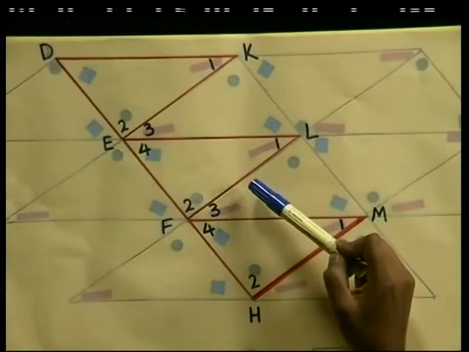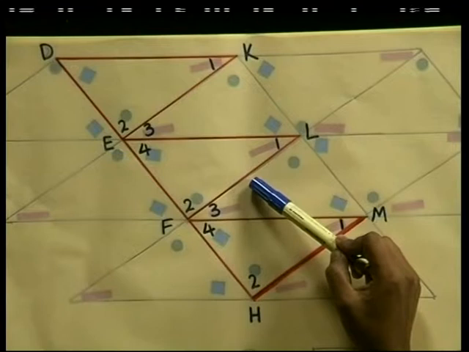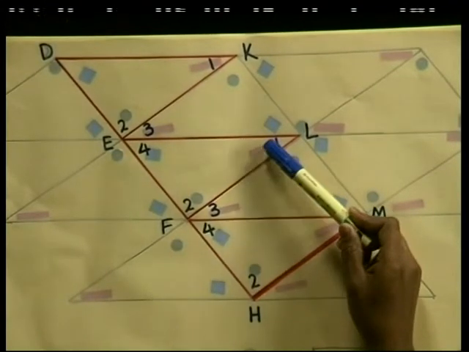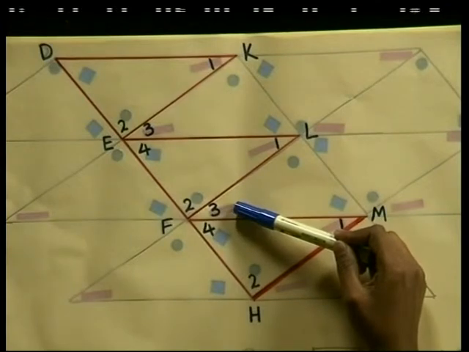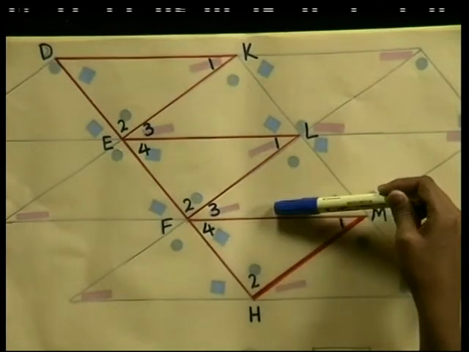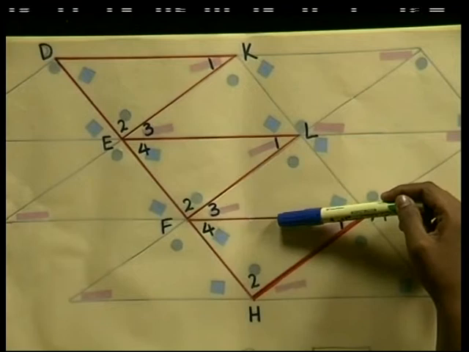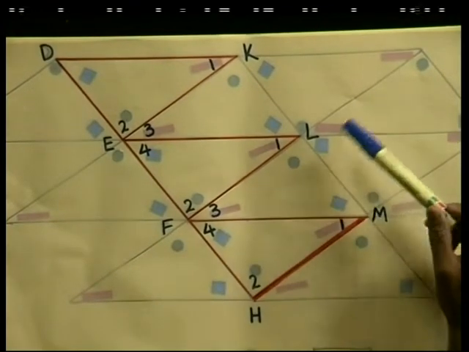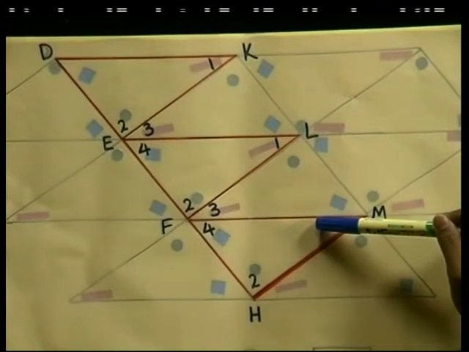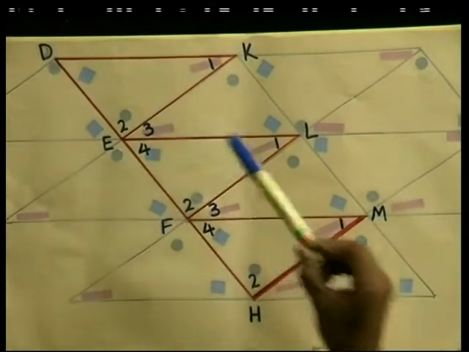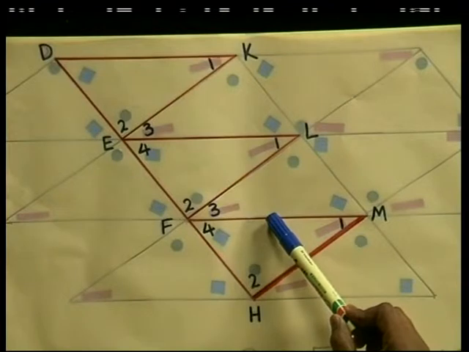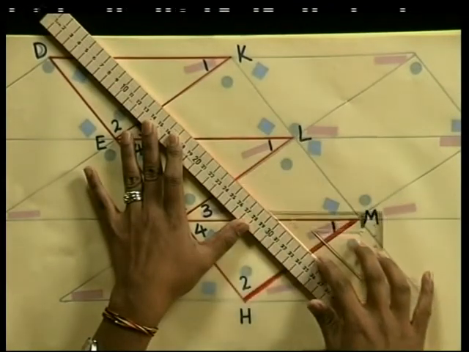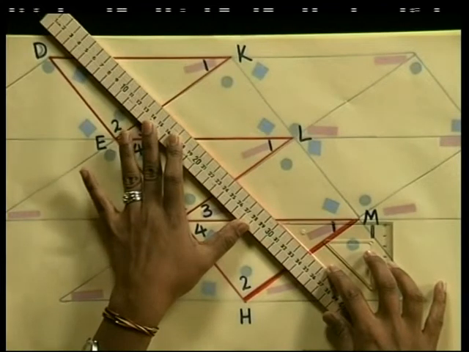In this diagram, LF is the transversal. We see that the two angles that are equal to each other lie on opposite sides of the transversal. They also lie on the inside of the two lines that the transversal intersects with. Now we know from a previous lesson that when we translated these triangles, we used a ruler. So we know that EL and FM are straight lines. Now have a look. We see that EL is parallel to FM.